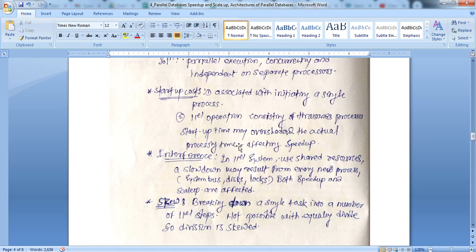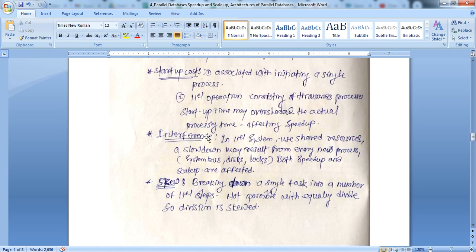Now interference: a parallel system uses shared resources. A slowdown may result from every new process. System bus, disk, locks: both speedup and scale up are affected. It means if we share the resources, then both are affected, that is, the scale up and the speedup.